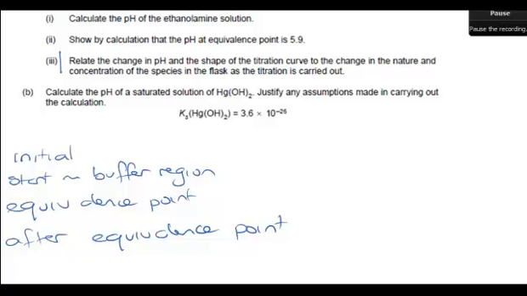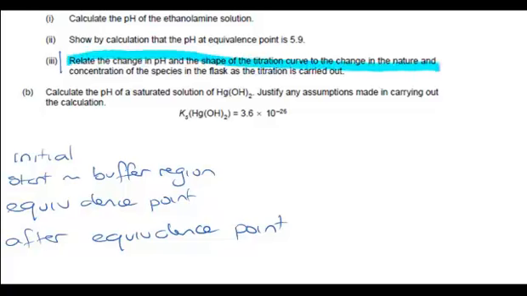Now, for part 3 here, we're asked to relate the change in pH and the shape of the titration curve to the change in the nature and concentration of the species in the flask as the titration is carried out. So this really can be broken down into about 4 regions. What's happening right at the start, where you just effectively have a weak base present, so just a dissociation of the base in the water.